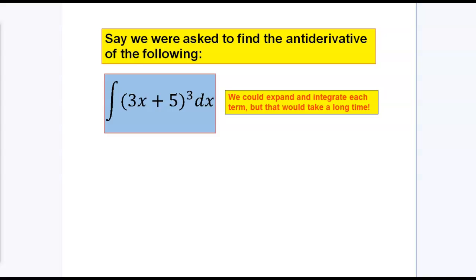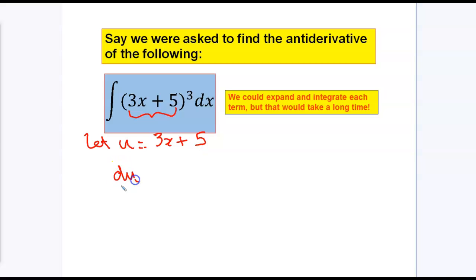Say you were asked to find the antiderivative of the following. Well, right now you could expand this by multiplying 3x plus 5 by itself 3 times, and then we could take the antiderivative of each term, but that would take a great deal of time. So we're going to use a technique called U-Substitution. I'm going to let this inside part be u. So I'm going to let u equal 3x plus 5.